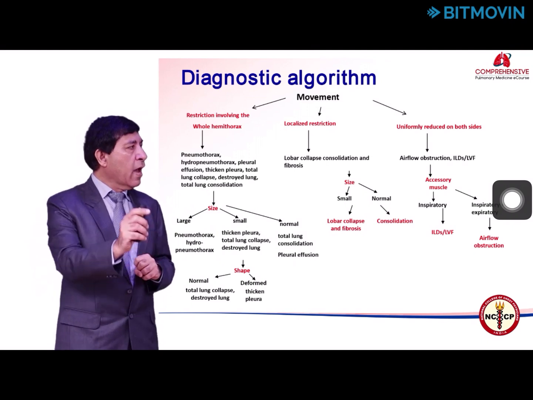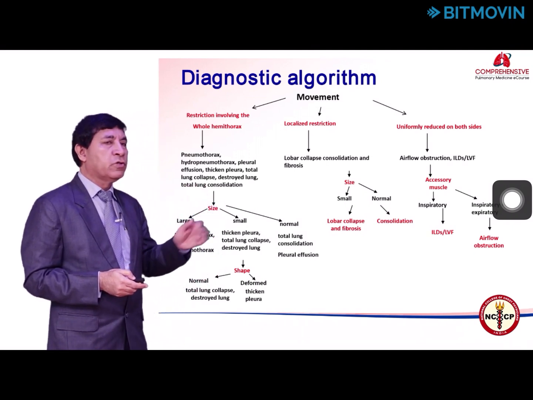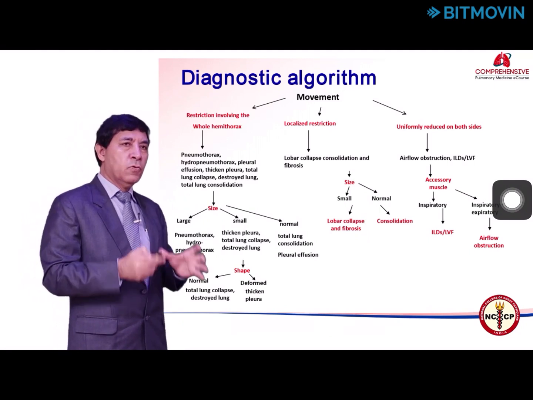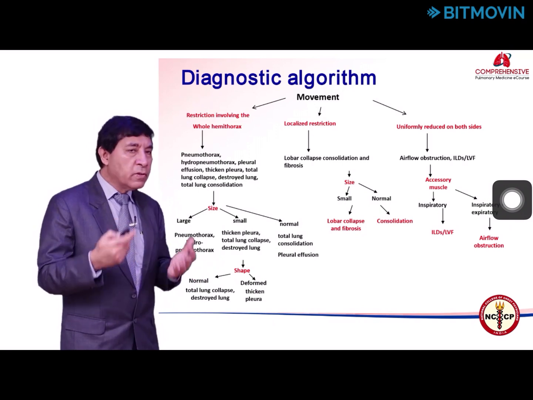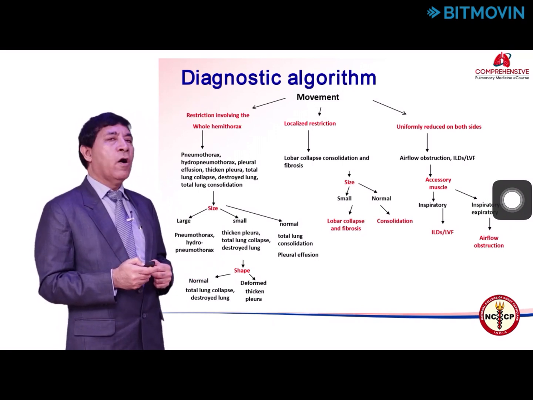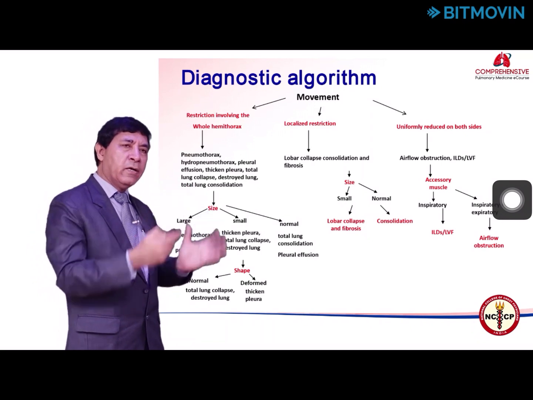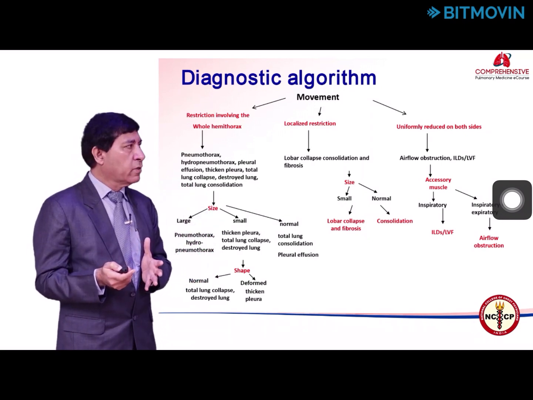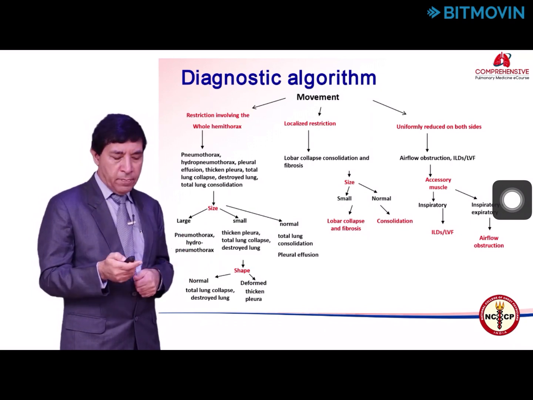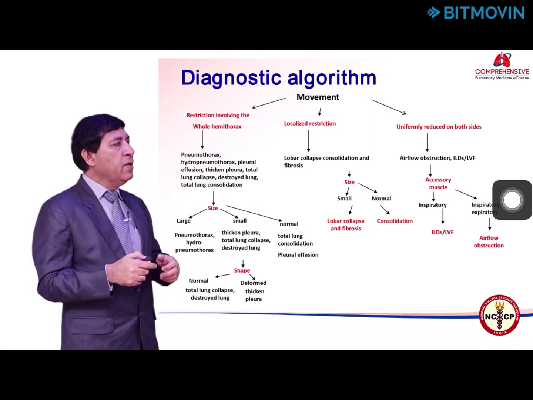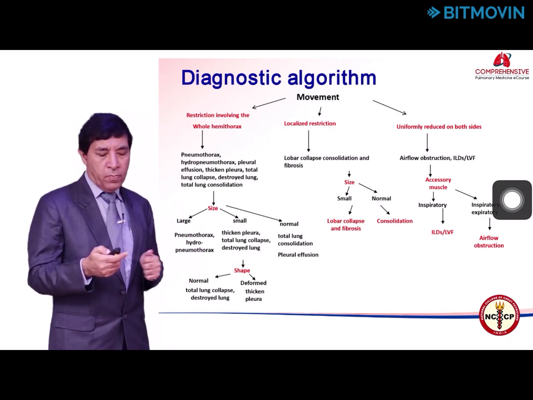So once you have a patient, when you are doing their inspection, the first thing which you should see is the movement, because movement is the one which tells you which side is diseased and how much it is diseased. So you have three options when you look for the movement. Either the movements are completely restricted in a given hemithorax, or there can be a localized restriction of movement in that hemithorax, or there can be a bilateral equal reduction in movements.